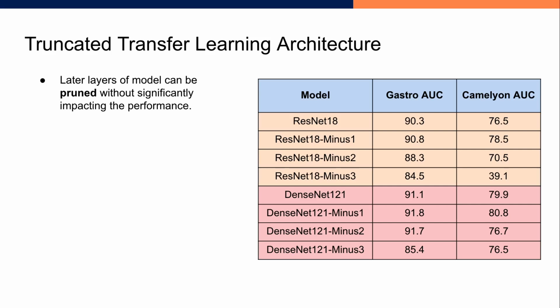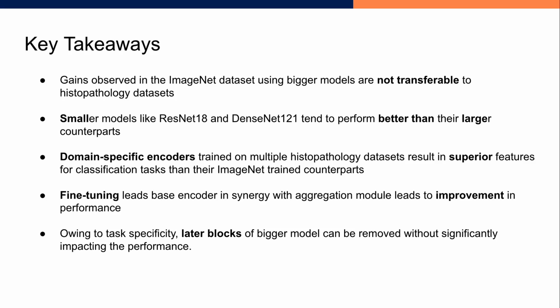This aligns with our observation from similarity analysis that later blocks in the deep models learn domain-specific features and can be pruned without significantly impacting the performance of the feature extraction step, resulting in parameter-efficient and higher resolution CAMs for interpretability. In this paper, we conclude that gains observed in the ImageNet dataset using bigger models are not transferable to histopathology datasets. Smaller models like ResNet 18 and DenseNet 121 tend to perform better than larger counterparts.